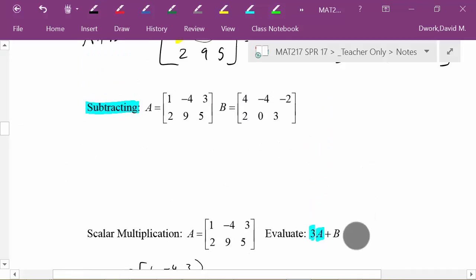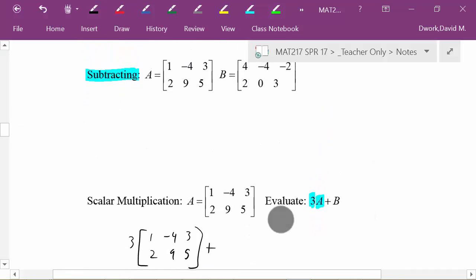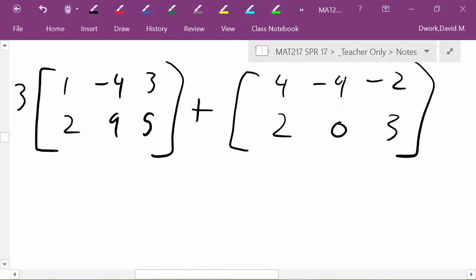What was matrix B? So this would be 4, -4, -2, 2, 0, 3. Okay, how do I do this? Well, just like in algebra, we have order of operations. So we start with multiplication first.